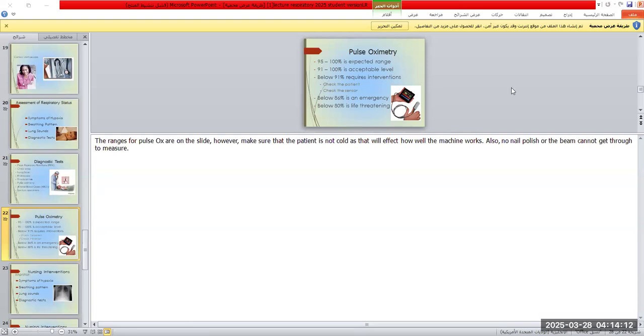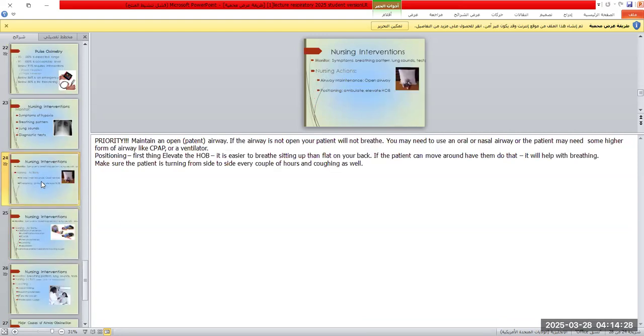We've talked about the diagnostic procedures we should do in order to diagnose the chest disease. Now we want to talk about nursing intervention. What nursing interventions should we do in order to help this patient?